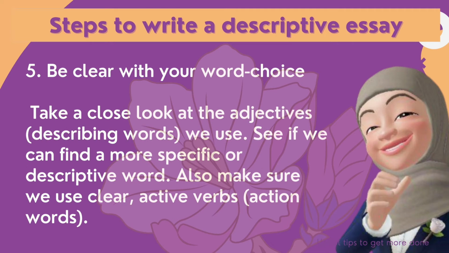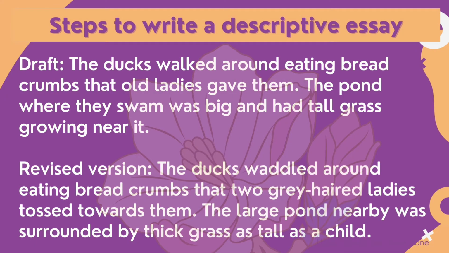The next step is to be clear with our word choice. So take a close look at the adjectives or the describing words we use. See if we can find a more specific or descriptive word. Also, make sure we use clear active verbs or action verbs. Now let's read the draft. The ducks walked around eating breadcrumbs that old ladies gave them. The pond where they swam was big and had tall grass growing near it.